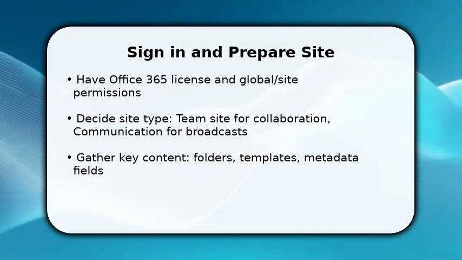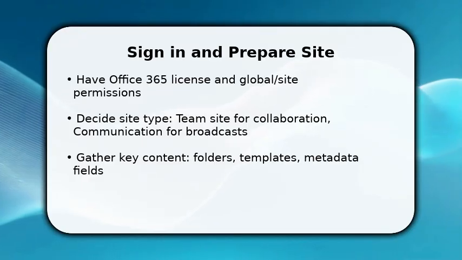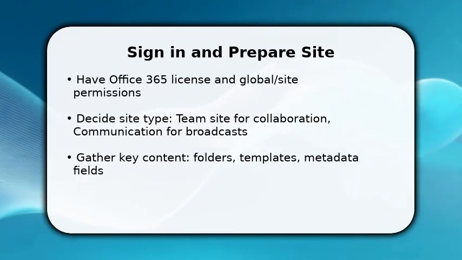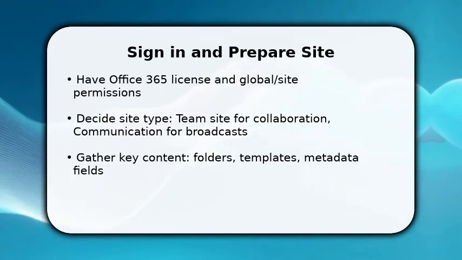You start by signing into Office 365 and opening SharePoint. Enter the site URL or select your Teams link site. This authenticates permissions so you can create.